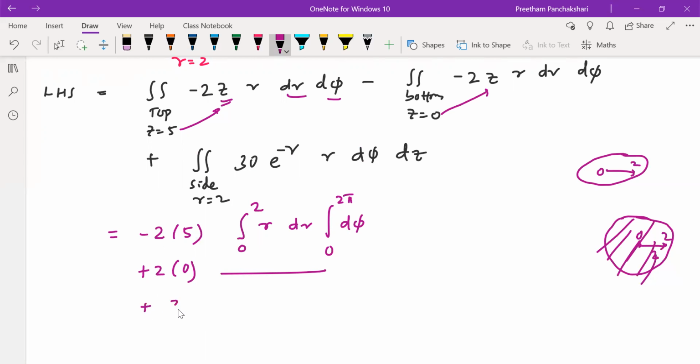And in the last term, 30 is constant and r is a constant here, so we have to put r equal to 2. Here also r equal to 2. So one r I am going to put 2, another e power minus 2. Integration is with respect to φ and z. For z, 0 to 5, the height of the cylinder, and φ is the angle for the complete cylindrical surface, 0 to 2π.